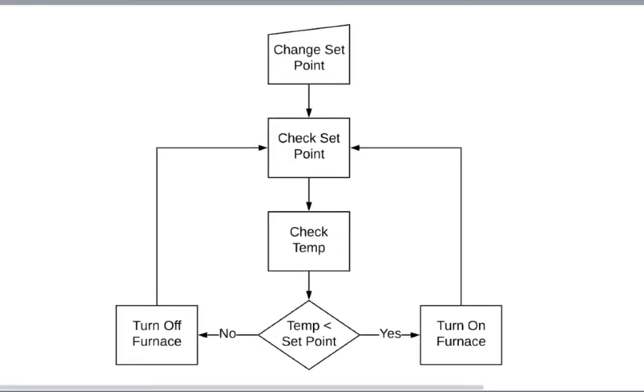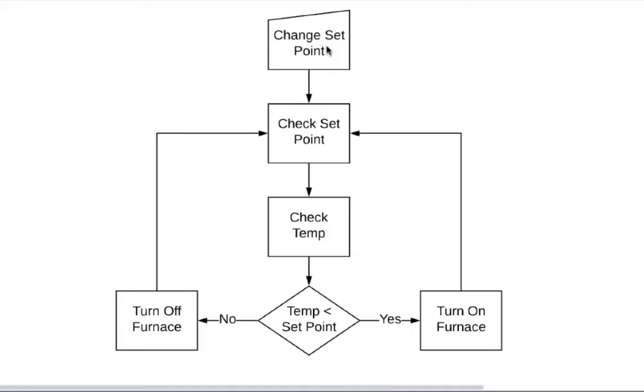So you set your set point, let's say it's 55 degrees and you want to start warming up the house, so you set it to 62. And your thermostat checks the set point and says, oh, I see, it's supposed to be 62. Checks the temperature, oh, I see that it's only 55 degrees. And it says, well, if the temperature is less than the set point, which it would be right now, we're going to turn on the furnace.